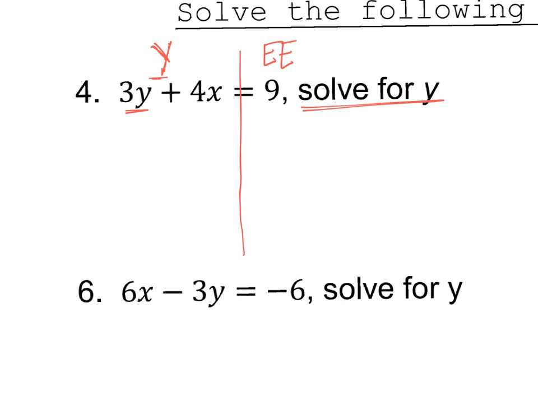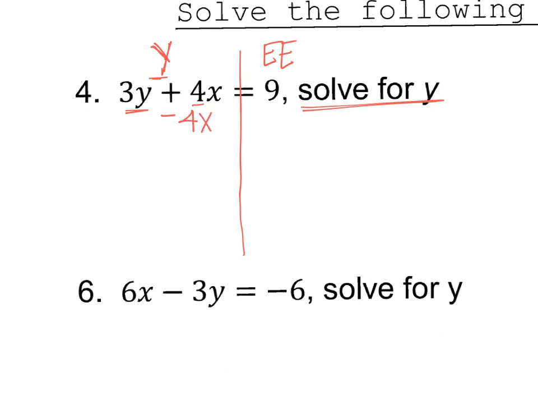That's perfectly fine. So he's staying. 4x, though, he can't stay. He's not a y. We've got to move him over. And you've got to take this coefficient with them. There's 4 of them. We got to move them over. Instead of adding 4x, we do the inverse, the opposite. I'm going to subtract 4x. And whatever I do to one side, I've got to do the other.